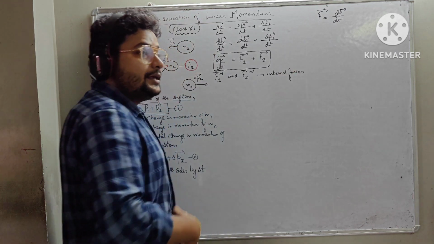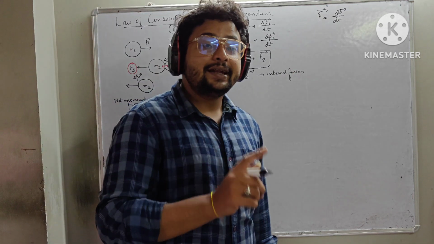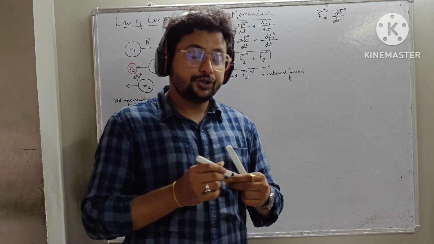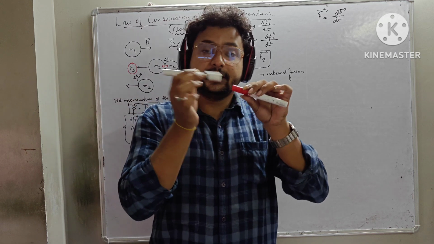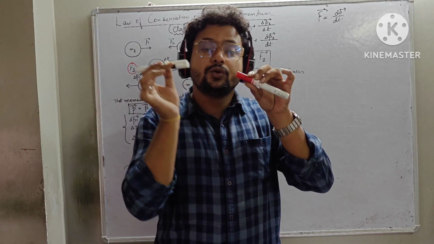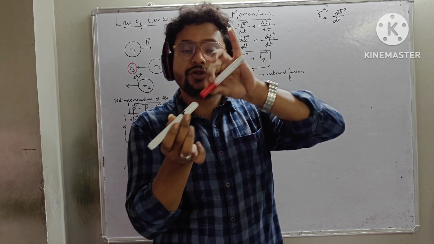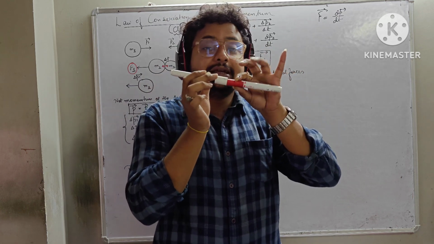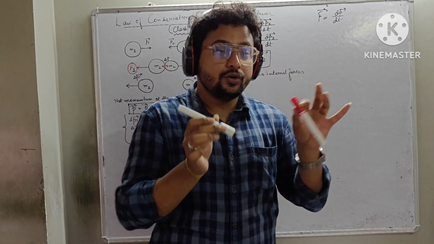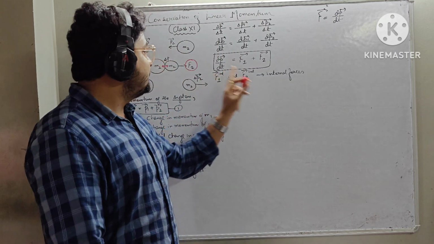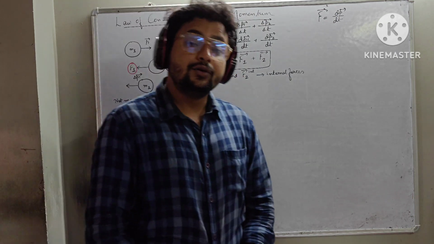Now remember, internal forces always act in the opposite direction, because when these two bodies collide with each other, first of all this body is going to exert a force on this body and this body is going to exert a force on this body. So these two are the internal forces which are acting on both the bodies, and they always act in the opposite direction.